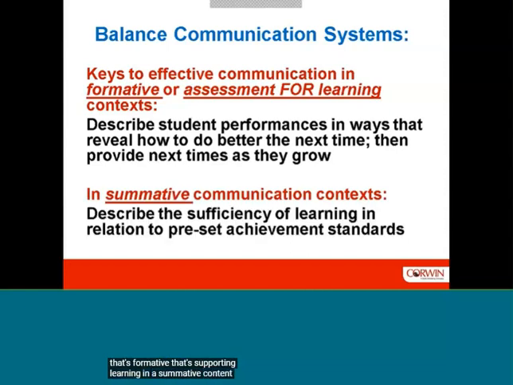In a summative context, the result is to describe the sufficiency of student learning in relation to preset standards. What that means is, which standards have they or have they not mastered? That's what we must communicate to the decision makers. If we're assigning grades, they have to link back to standards mastered or not mastered. Otherwise, they're useless communication. Because out of summative, we can also help instruction.